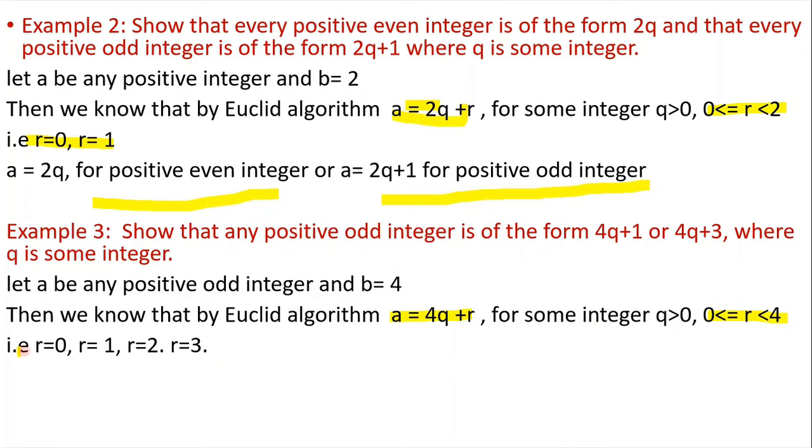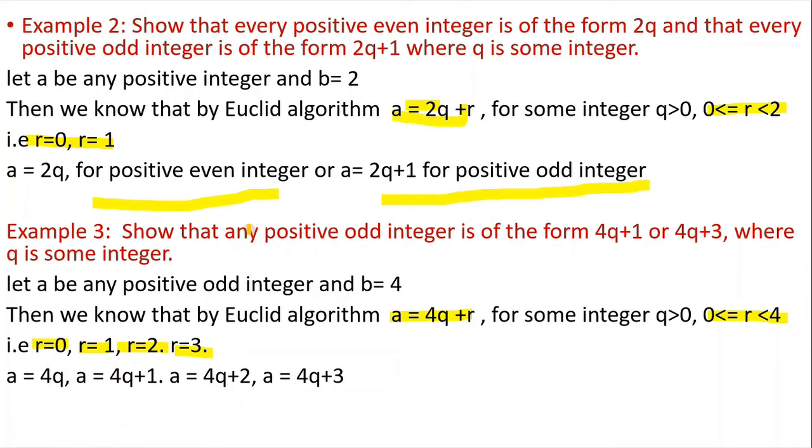That is, r = 0, r = 1, r = 2 and r = 3. If you substitute r = 0 in the above equation, we get a = 4q. If you substitute r = 1, we get a = 4q + 1. If you substitute r = 2, we get a = 4q + 2. If you substitute r = 3, we get a = 4q + 3. So, it is a mixture of even and odd terms.